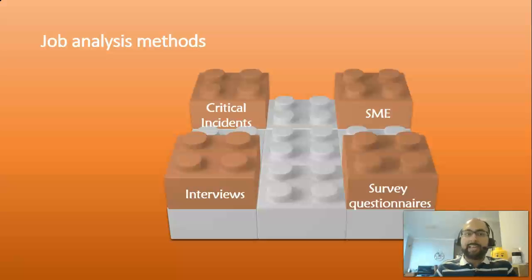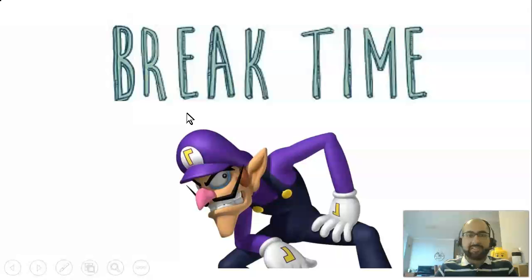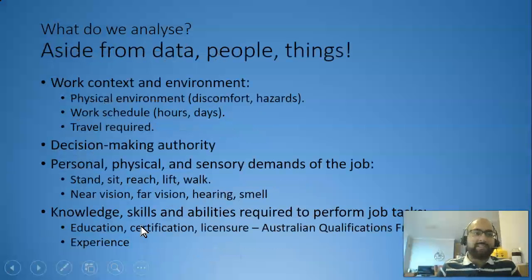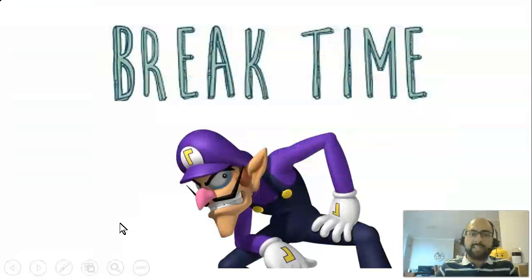Now, how do we gain all this information on the job? Data, people, things, job activities, people with whom they interact, equipment and software that they need to be proficient with, work context, decision-making authority, sensory and physical demands, other details. How do we gain these things, class?